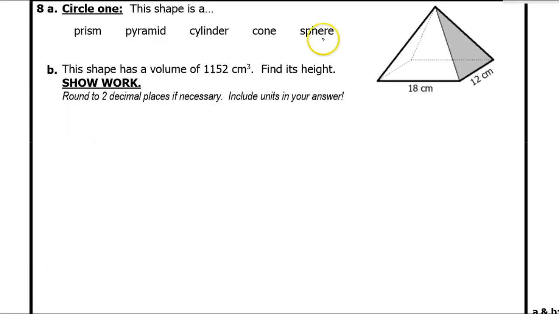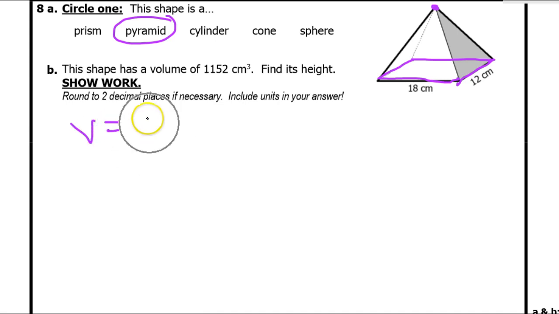Let's see. This shape is a pyramid. You can tell this because there's only one base, which is right here. And all the edges lead to an apex, so that makes this a pyramid. Now, this shape has a volume of 1,152. Find the height. Well, they're giving me the volume of a pyramid, so I need to go ahead and write down the formula for the volume of a pyramid. So the volume of a pyramid is 1/3 the area of the base times the height.